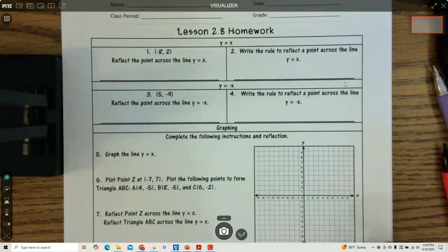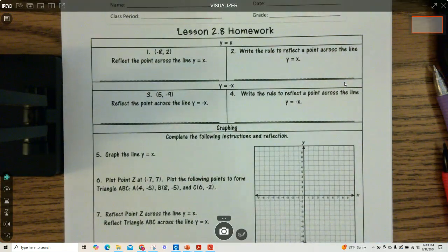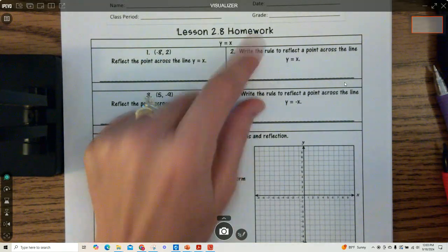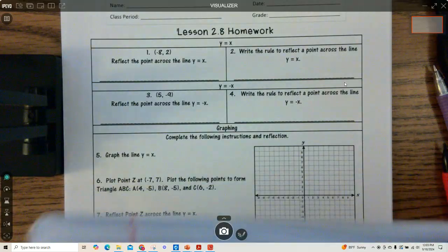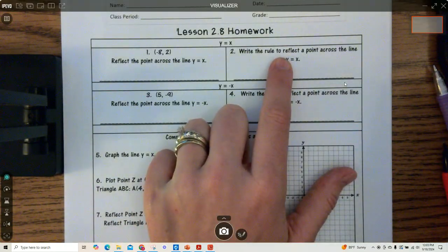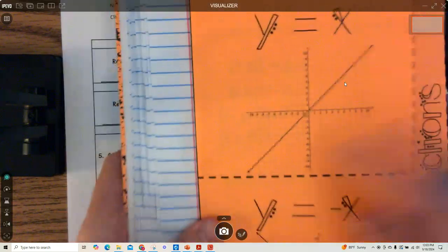All right, this video is for the lesson 2.8 homework. We're doing reflections. So these are the notes that you had last night. So we're going to write the rules down first. So from our notes last night, write the rule to reflect a point across the line y equals x.